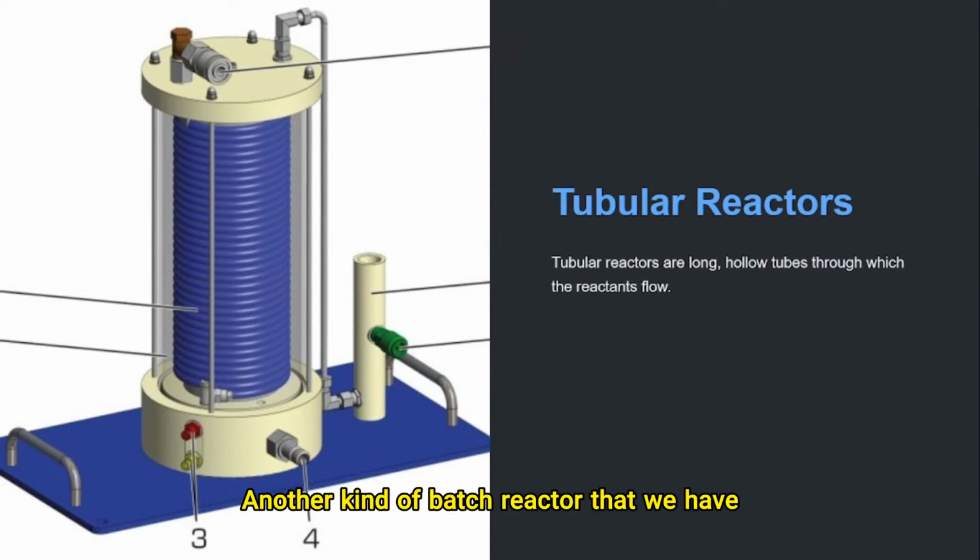Another kind of batch reactor that we have is a tubular reactor. Tubular reactors are long, hollow tubes through which the reactants flow, and these reactors offer advantages such as high heat transfer rates and better control over residence time, and we will talk about their advantages later.